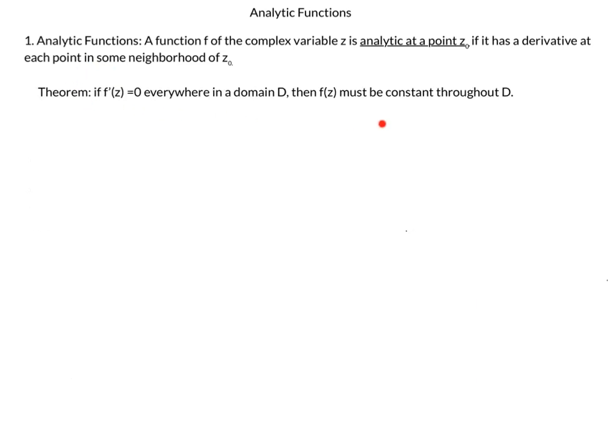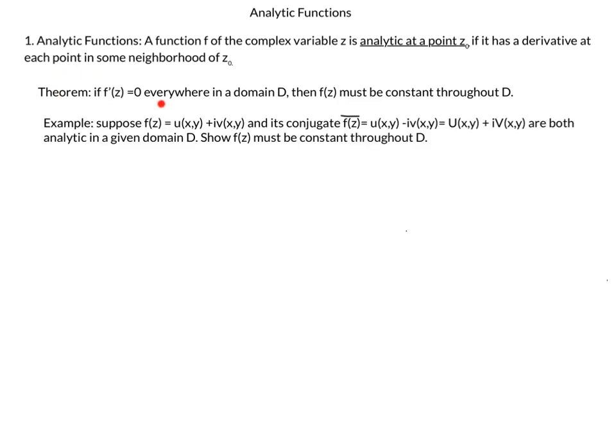Next, we will take a look at this theorem here. If f prime of z is equal to 0 everywhere in a domain D, then f of z must be constant throughout D. And this is sort of intuitive from real analysis because the derivative is considered the change. So if there's no change, that must mean f of z is constant. I could have put this on my overview slide, but I was running out of space, so I did not. I'll leave it to you to decide if you would like to.